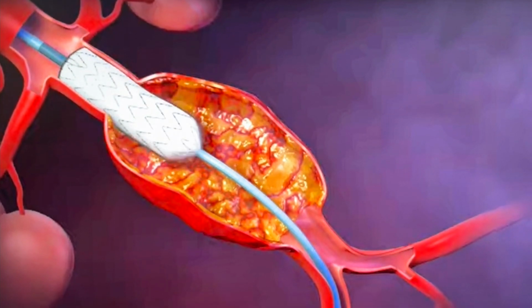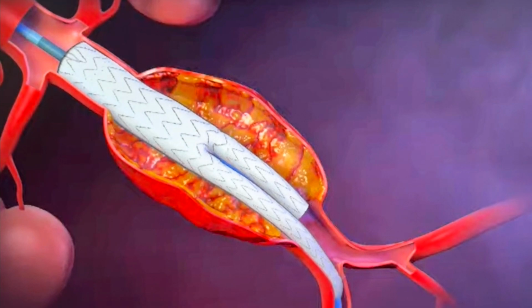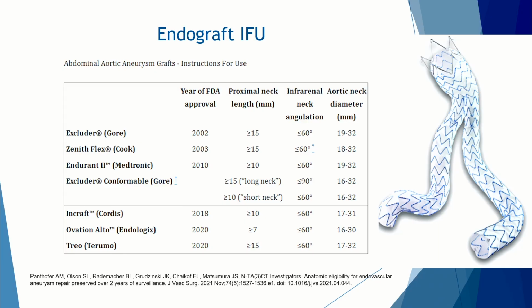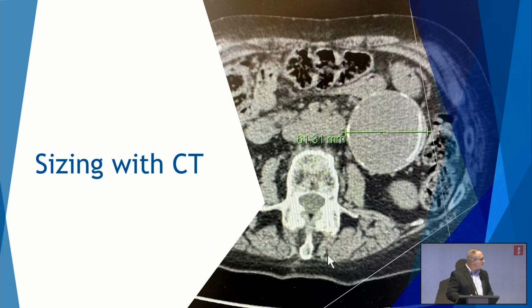There you go. So essentially, the graft opens very nicely like this. Each one of these grafts has instructions for use, IFUs. And most of the IFU is centered around this proximal neck. So you can see the length of the neck has to be at least 10 millimeters. The angulation has to be less than 60. And then you have a range of diameters that you can use in terms of the neck.